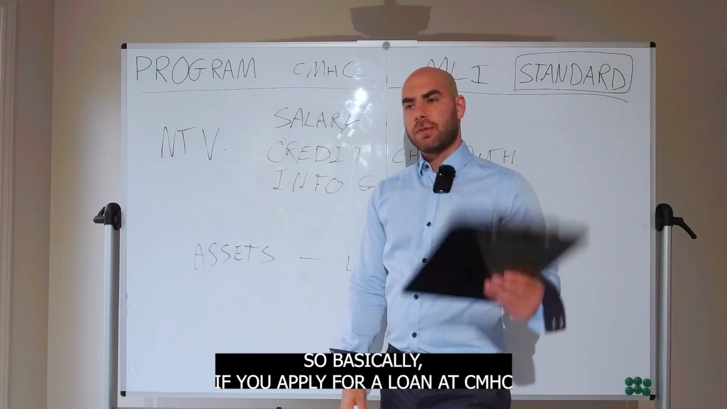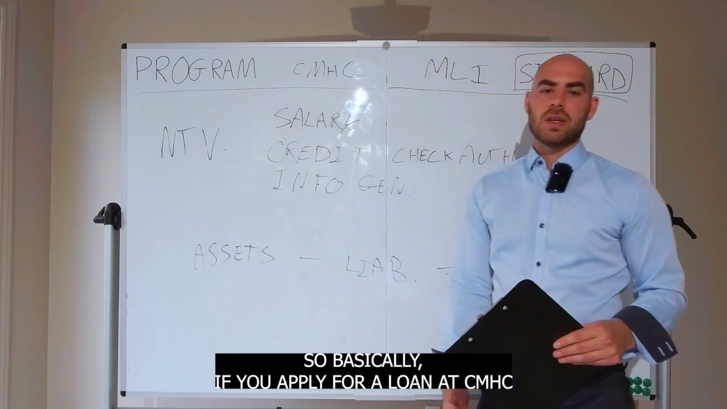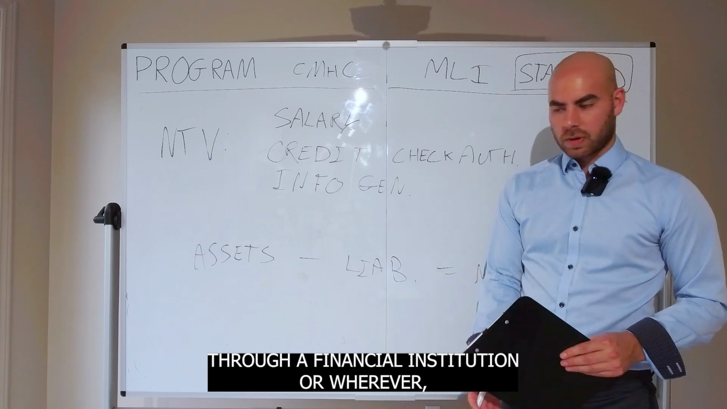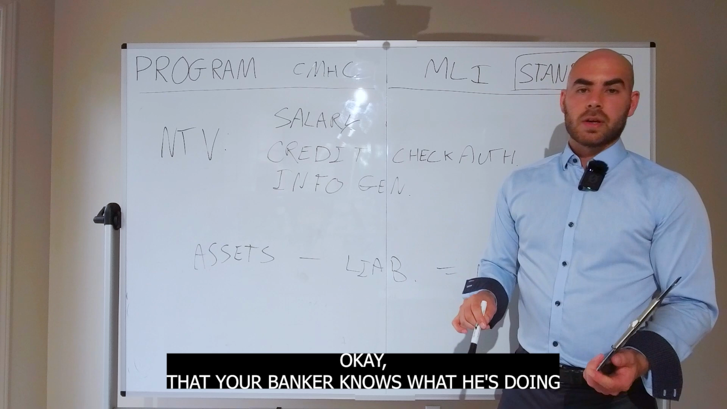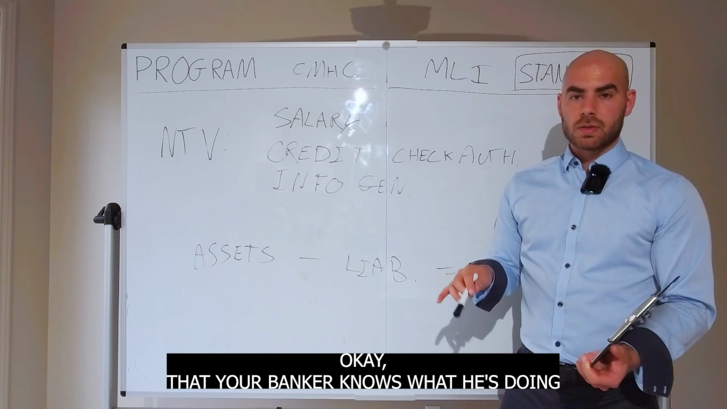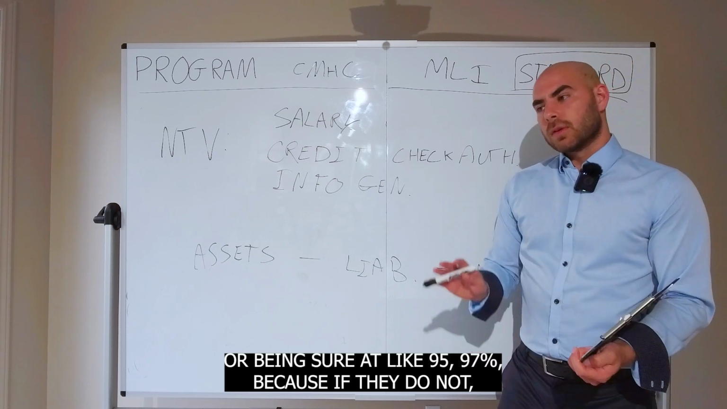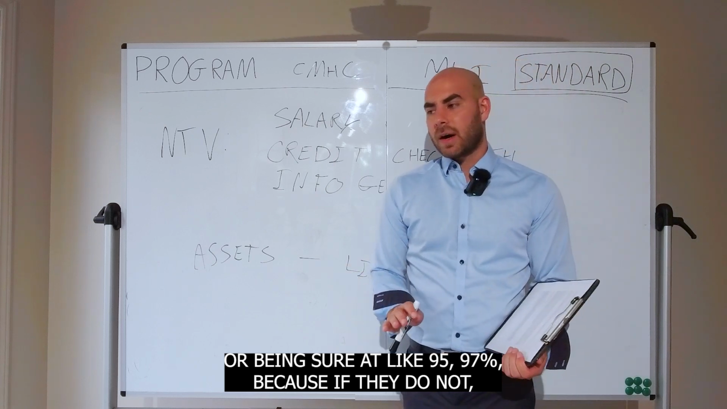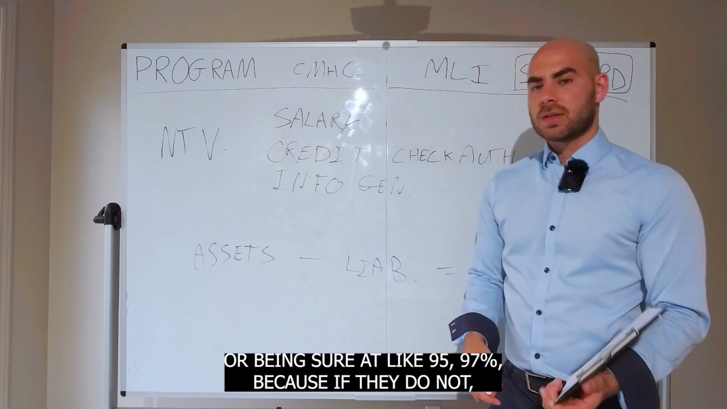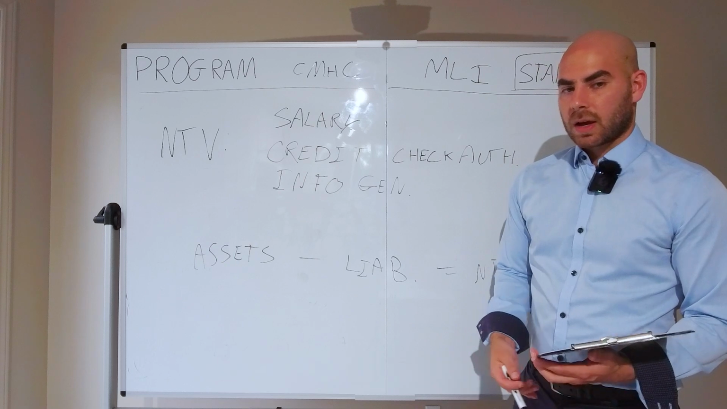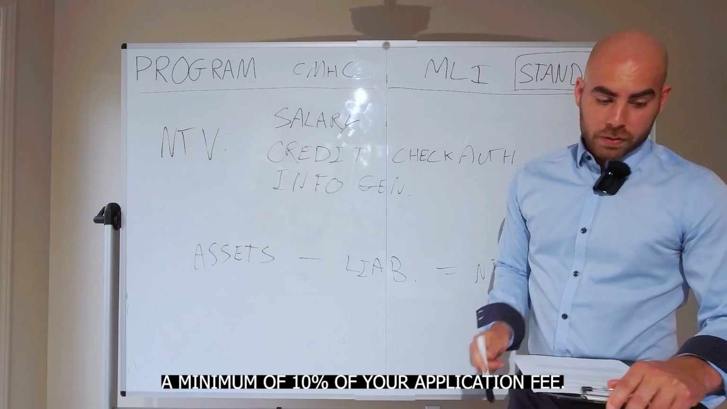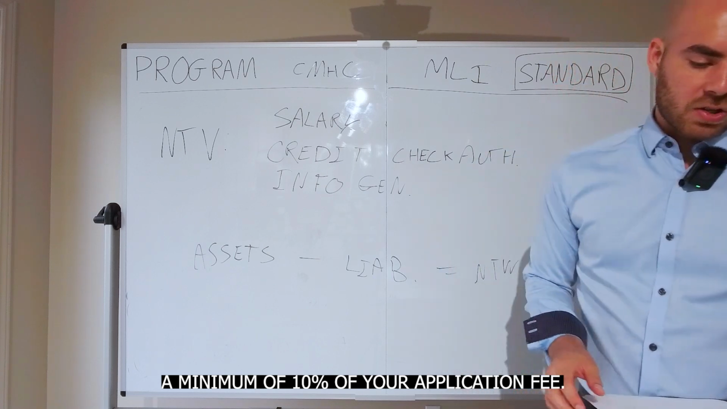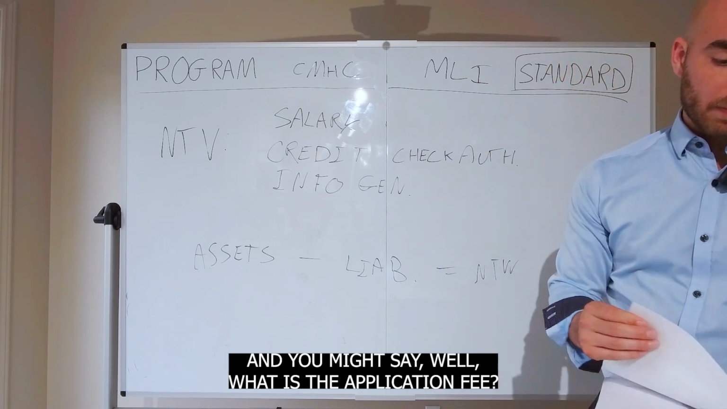So basically, if you apply for a loan at CMHC through a financial institution or whatever, you need to be sure, okay, that your banker knows what he's doing, or be sure at like 95, 97%, because if they do not approve the loan, you basically lose a minimum of 10% of your application fee. And you might say, well, what is the application fee?